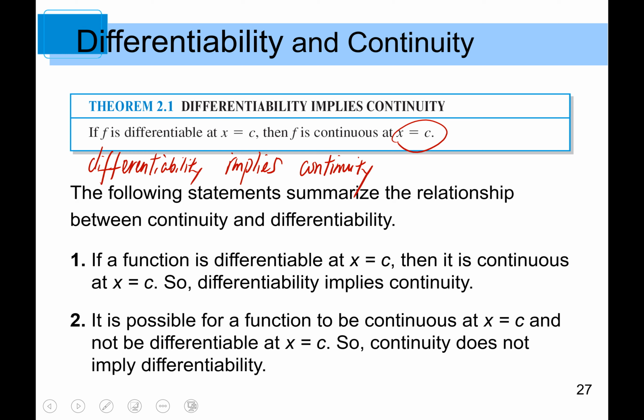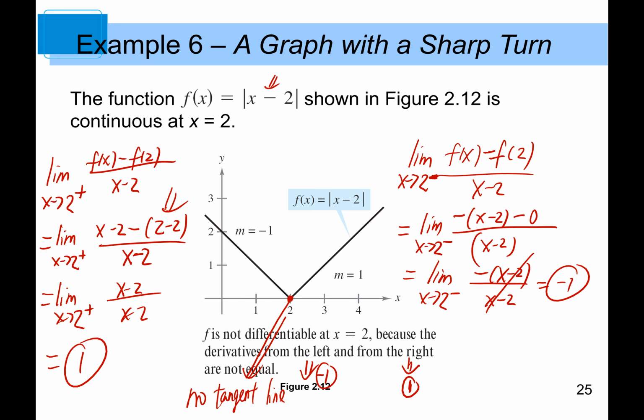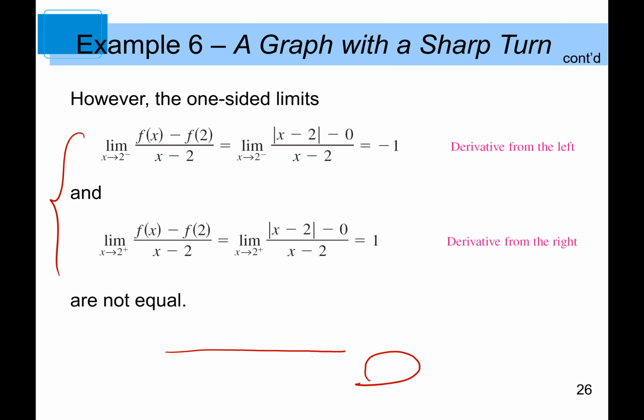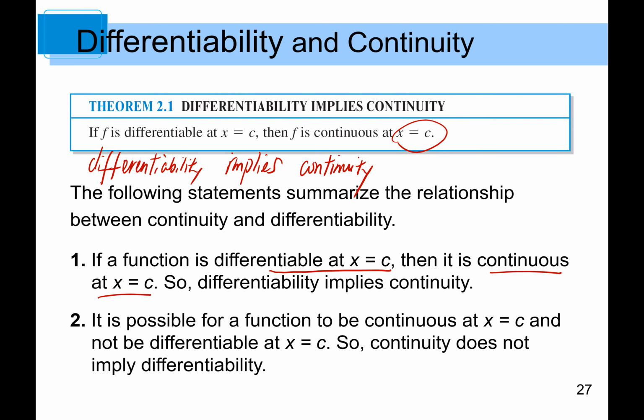The following statement summarizes the relationship between continuity and differentiability. If a function f is differentiable at x equals c, then it's continuous at x equals c. So differentiability implies continuity. Second, it is possible for a function to be continuous at x equals c and not be differentiable at x equals c. So continuity does not imply differentiability. This is exactly it: it's continuous everywhere, right? But it's not differentiable at x equals 2. So differentiability implies continuity.